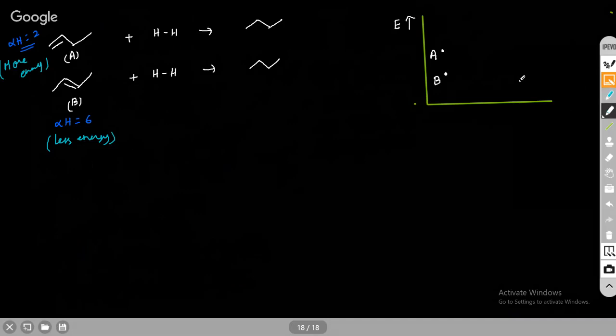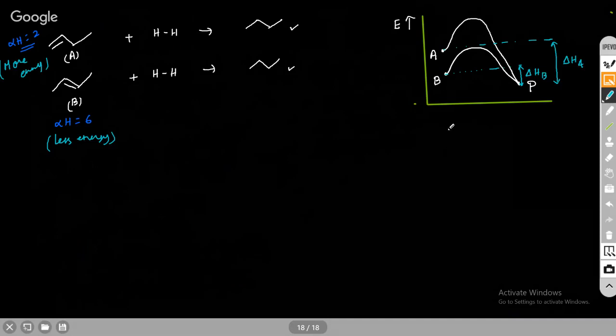But the product here we have, suppose P, the energy of that product will be the same because in both the reactions we are getting butane only, correct? So now here you see, if I draw the energy profile for B, it would be like this, and for A also it would be like this, right? Now the energy difference here, for B it will be this distance, that is delta HB, and for A the energy difference will be this, that is delta HA.